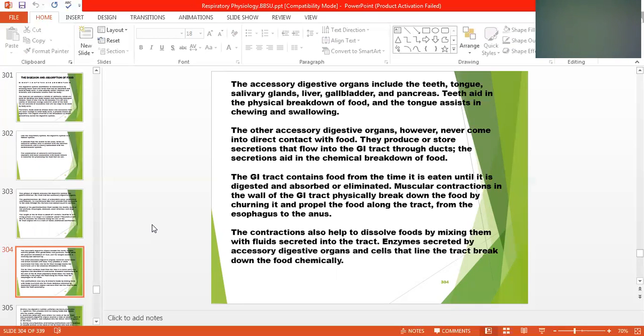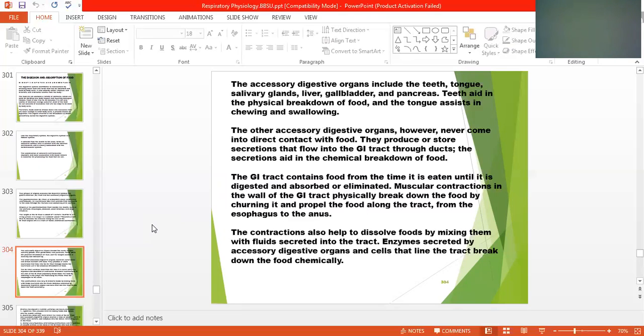The GI tract contains food from the time it is eaten until it is digested, absorbed, and eliminated. Muscular contraction in the wall of the GI tract physically breaks down the food by churning it and propels the food along the tract from the esophagus to the anus. The contraction also helps to dissolve food by mixing it with fluid secreted into the tract. Enzymes secreted by accessory digestive organs and cells that line the tract break down the food chemically.